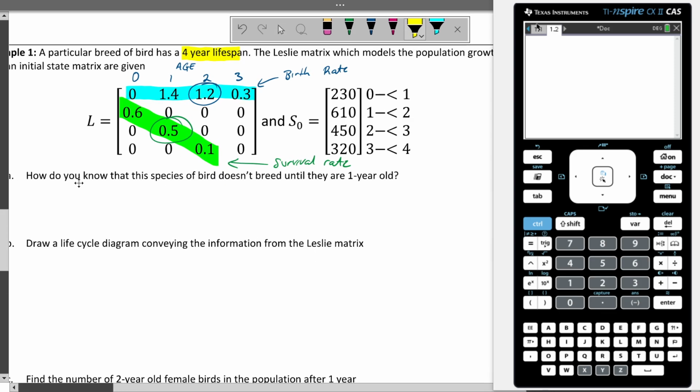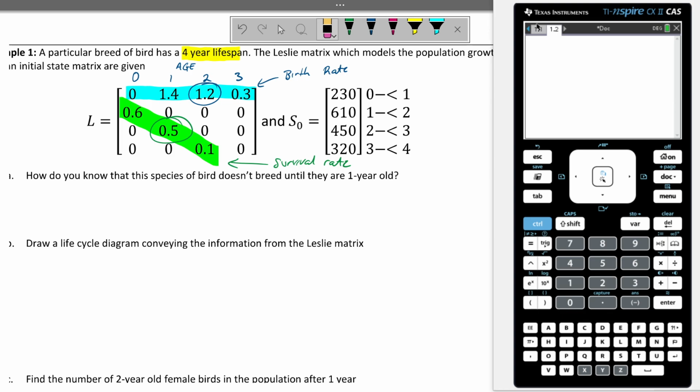Okay, first question. How do you know that this species of bird doesn't breed until they're 1-year-old? So how do we know that? Well, we know that because that right there, L1 of 1, is 0. So I'm going to write L1 of 1 is 0, meaning a female 0-year-old bird is not fertile, not having kids, whatever you want.